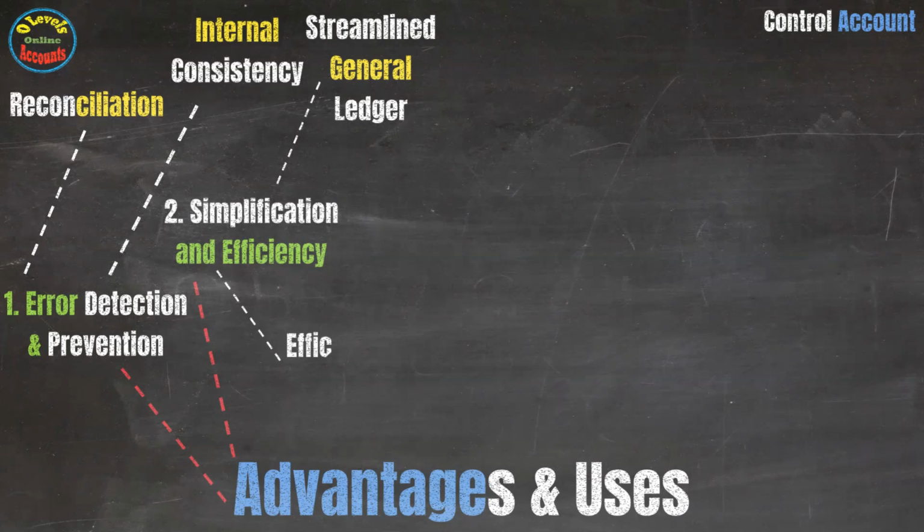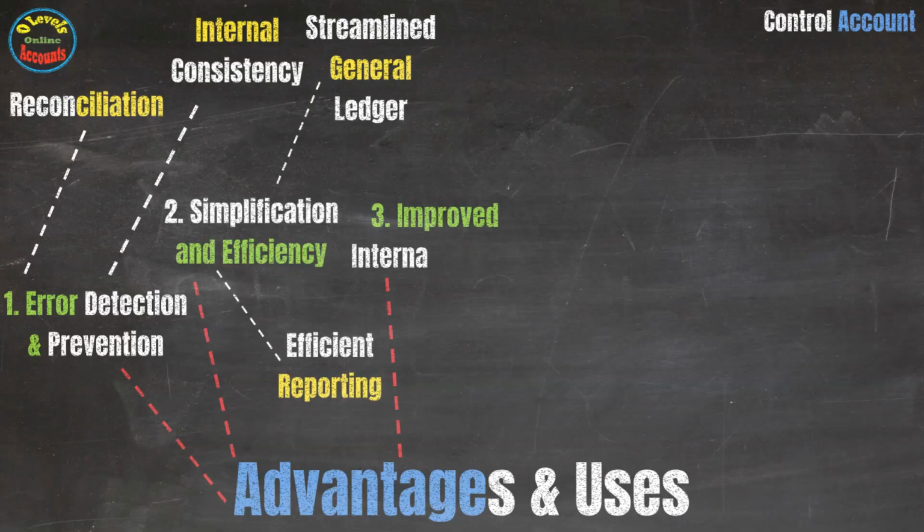The second sub-point is efficient reporting. Control accounts provide a quick snapshot of the total balances for key accounts, such as total receivables or payables, without the need to review numerous individual transactions. This is particularly useful when preparing financial statements or management reports. The third point is improved internal control. It will explain with the help of the further two sub-points.